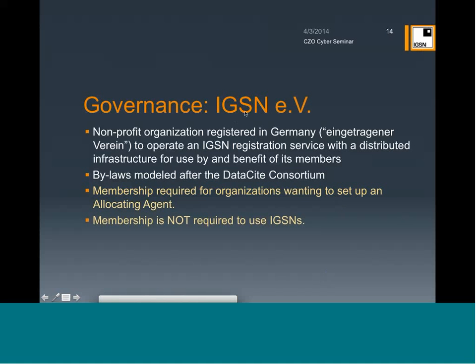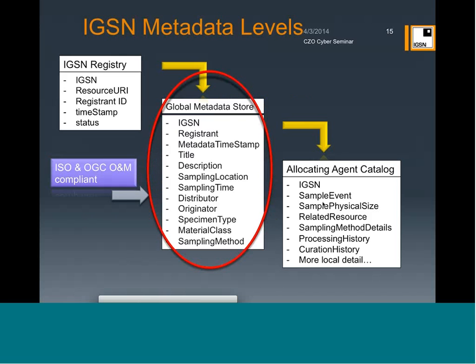So just to mention briefly, the membership that I mentioned is within an international organization called the IGSN EV. EV stands for Eingetragener Verein because it's registered in Germany. It's the German description of a non-profit society. And you need to be a member only if you want to set up an allocating agent. If you're just using IGSNs, you don't need to be a member. You can just use one of the allocating agents as your entry point to register your samples with IGSNs.